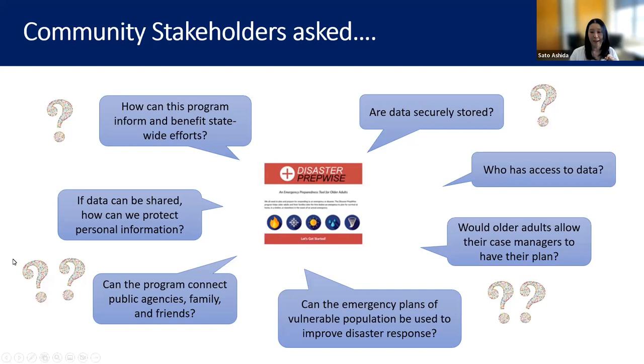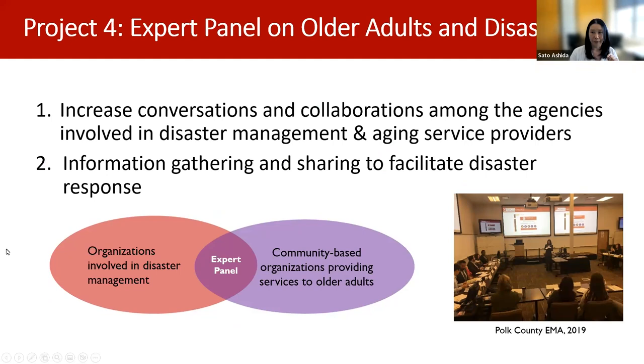So we applied for another grant and started this next project, in which we expanded our effort to the state level in order to answer some of those questions that were raised, especially about data sharing and whether the individual plans can be incorporated into state level efforts. So the aim here was to bring together the agencies that work in 2 separate sectors. One was organizations involved in disaster management, and the other sector was the organizations that provide community-based services to older adults in the community. And by bringing together these two sectors, we hope to start the conversation on how we as a community can better support disaster preparedness and management for older residents.